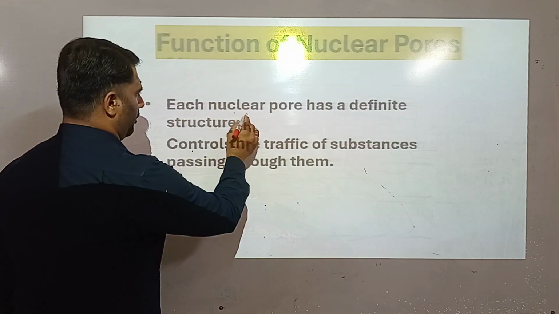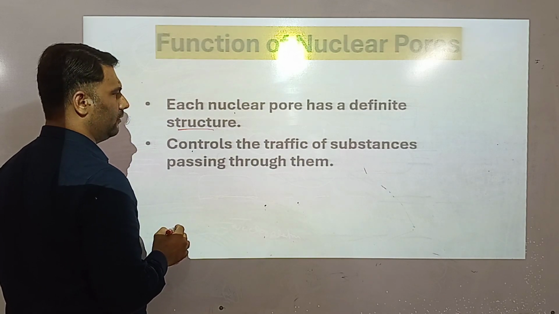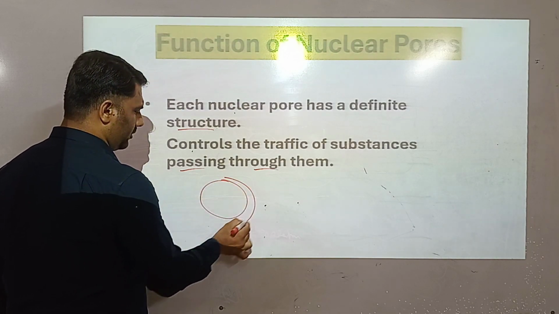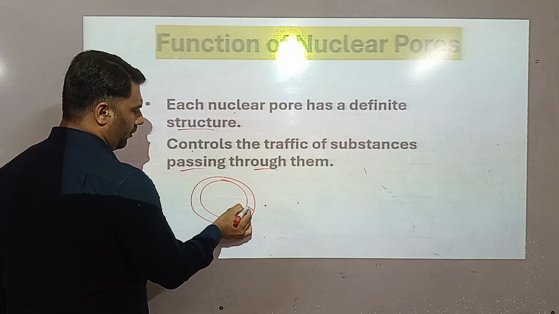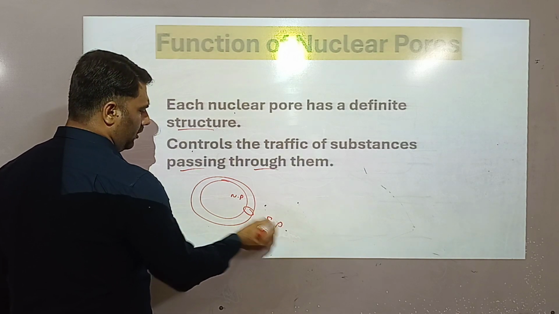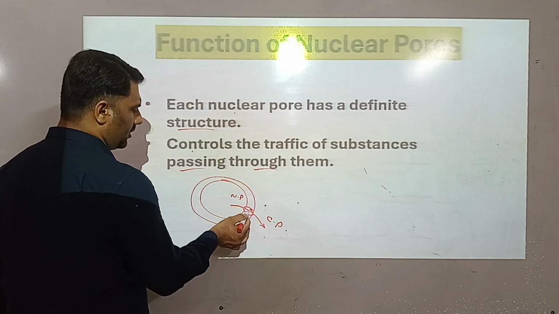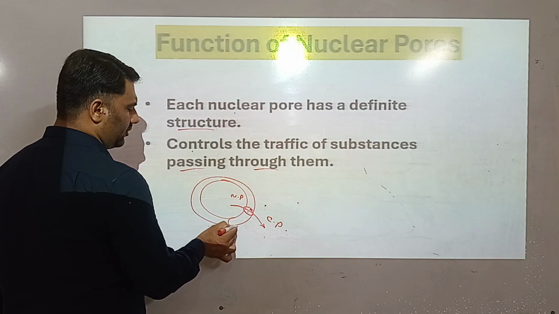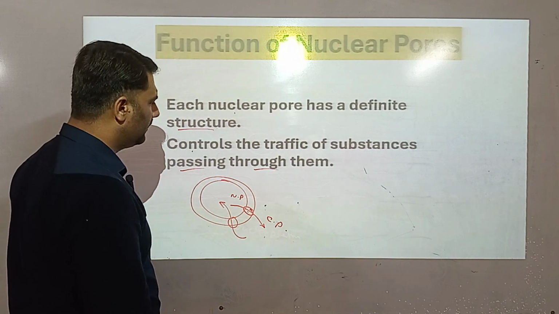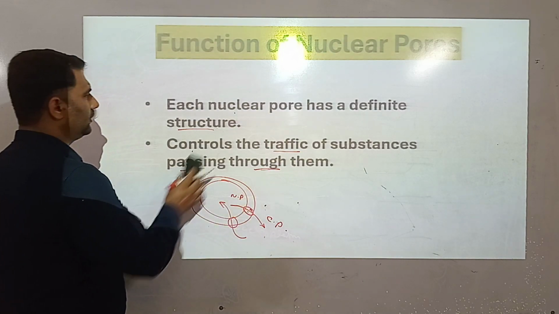Function of the nucleopore: each nucleopore has a definite structure. They control the traffic of substances passing through them. As I have said earlier, this is the nuclear membrane, this is the nucleopore, this is the nucleoplasm, and this is the cytoplasm. Material moving from inside out passes through the nucleopore, and material moving from the cytoplasm to the nucleoplasm also crosses the nucleopores. So controlling the traffic of substances passing through them is its function.